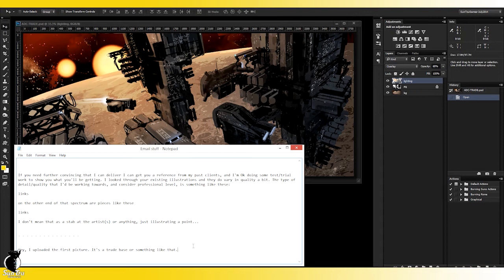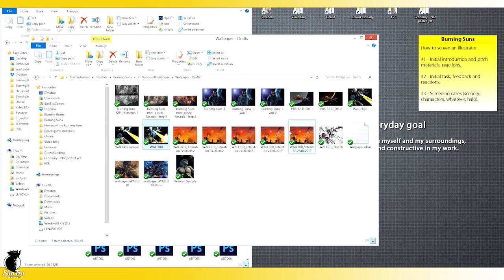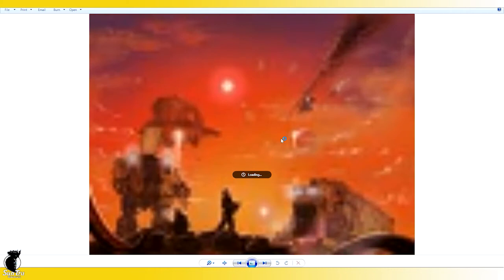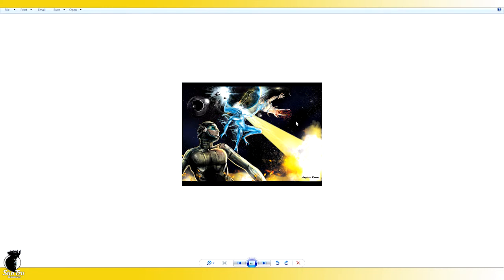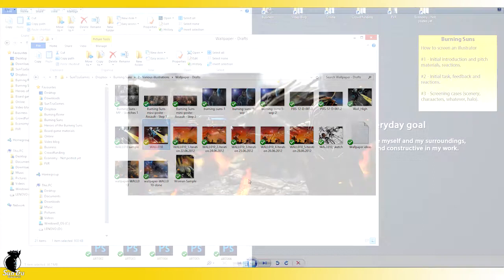So that's something you have to look out for yourself if you're that kind of person. Another point I want to make is that from this initial illustration, you can definitely see what people are mostly interested in, or what intrigues them from the project, and you can by that give them future tasks tailored to them. That turned out very, very well for Burning Suns, where I had this guy do a lot of scenery, and I had this girl do a lot of characters. So that worked out very well.